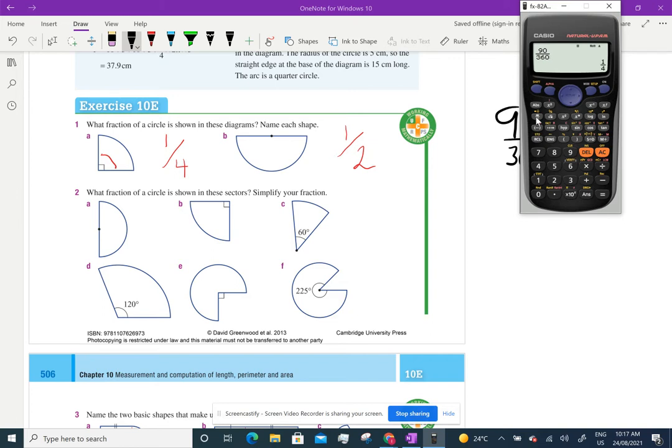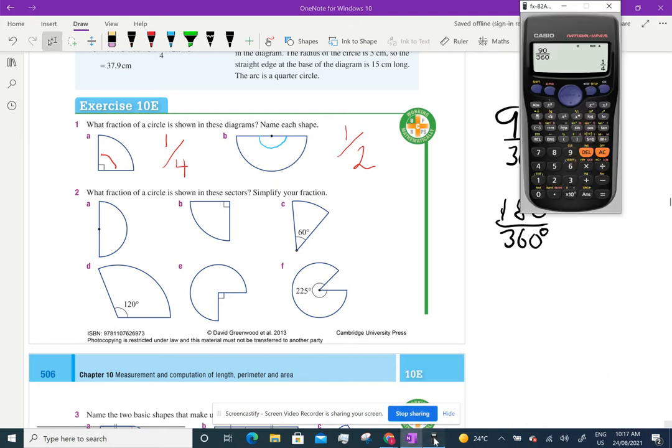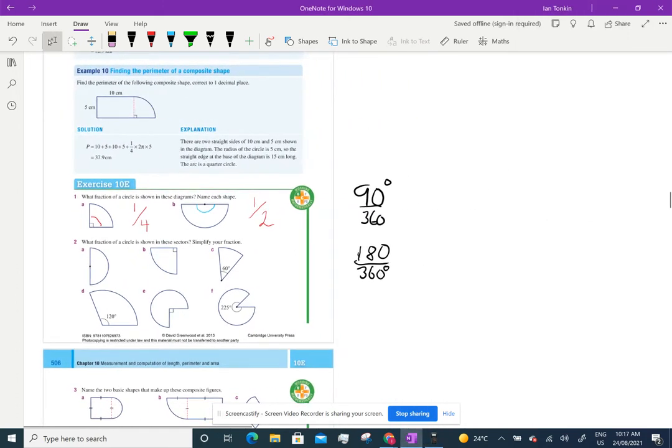The other thing you need to know, if you didn't know that that was a half, you go, well, how much is that? Well, that's a straight line. So that's 180 over 360. And if you put that in your calculator, you should get a half. So if we go back here and change that to 180, there you go, you get a half. But I'm pretty sure most of you would know that you've got a quarter and a half.